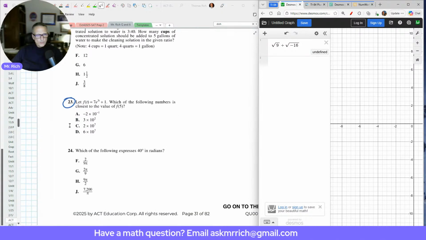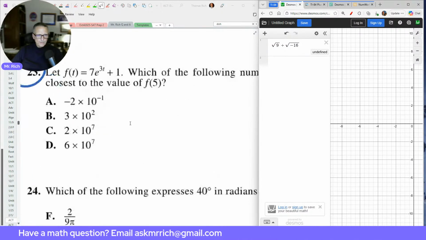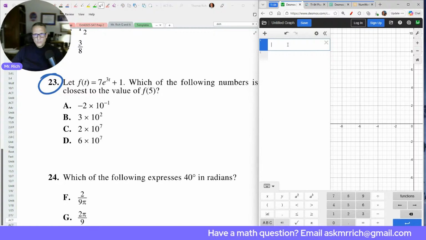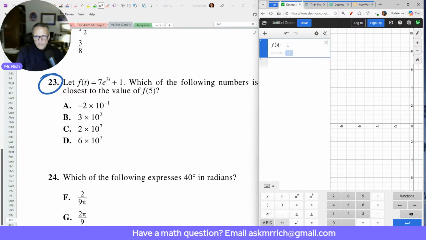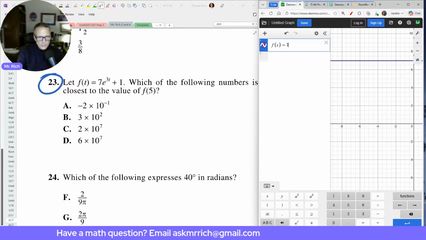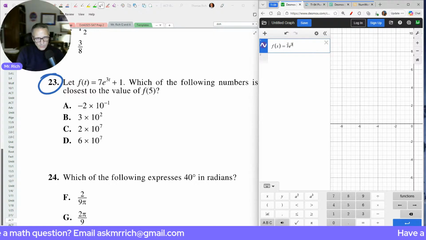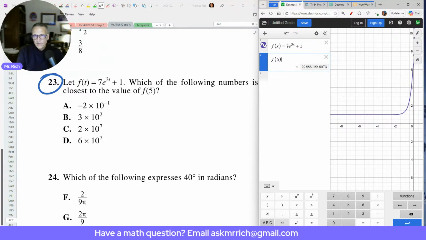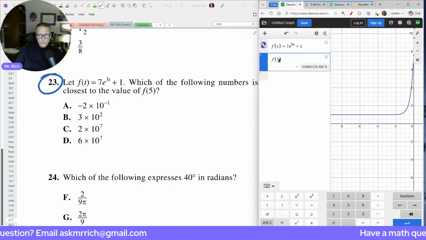I chose 23 just to show you one way you can do some calculations here. If they want you to find f of 5 and find the number that's closest to it, you could type f of x equals 7e raised to the 3x plus 1. And I used function notation so that when I come down to line 2, if I do f of 5, it's going to go ahead and stick the 5 in for the x and give me the answer.